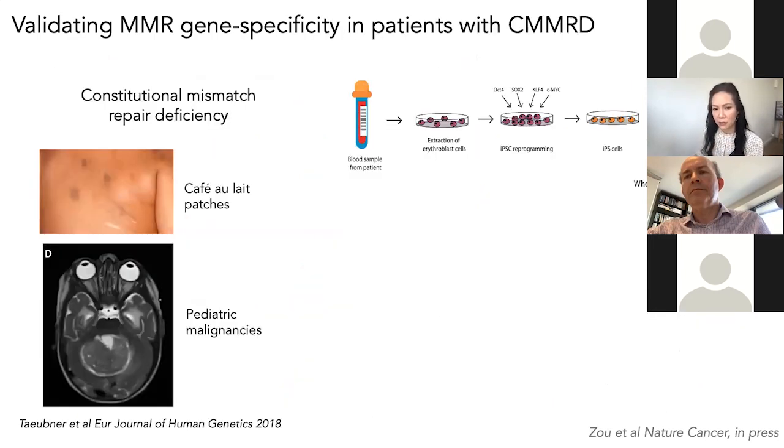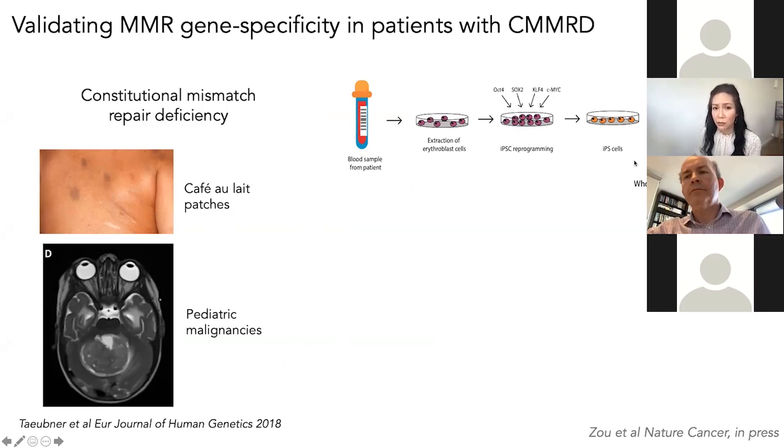And we validated this gene specificity in other models. We derived iPS cells from patients who had constitutional mismatch repair deficiency. So these are usually children with a syndrome as a result of having inherited biallelic mutations. So they've got basically Lynch syndrome genes, but they've got two of them. They get cafe-au-lait patches, and they often succumb to pediatric malignancy. So this is a severe phenotype.